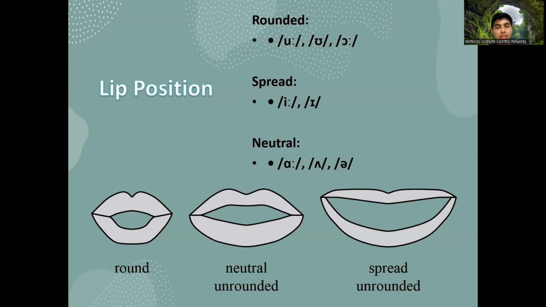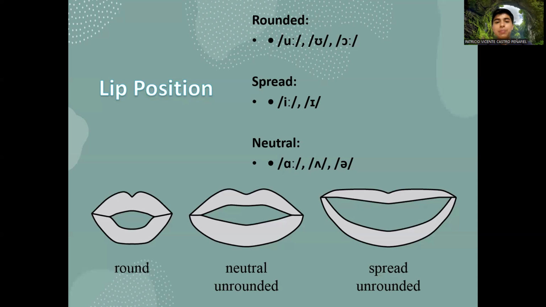Here are examples of each type. When we talk about the rounded lips, we're going to see some examples like to, book, saw. I think you noticed the shape of my lips. So when I pronounce to, book, saw, you can see that my lips are in a different form than when I pronounce see, right? So that's what we call rounded lips.